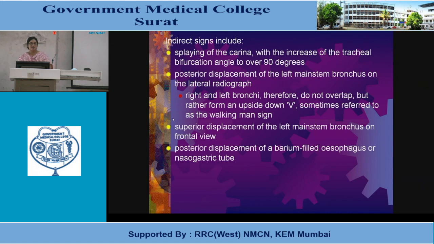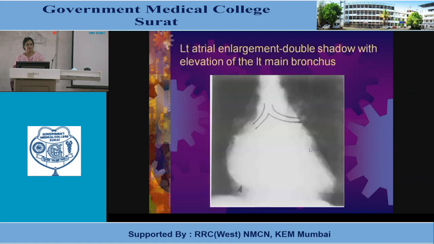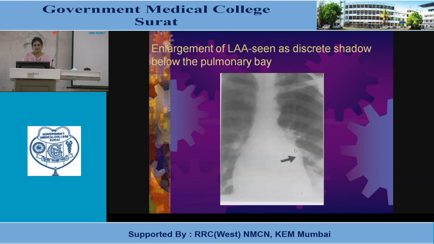Now, superior displacement of the left mainstem bronchus on the frontal view, and posterior displacement of the barium-filled esophagus or nasogastric tube. So this is uplifting of the left main bronchus leading to the increase in the angle of the tracheal bifurcation. Again, you can see that there is a discrete shadow. Ideally it should be flattened. However, there is a convexity, which is because of enlargement of the left atrial appendage.